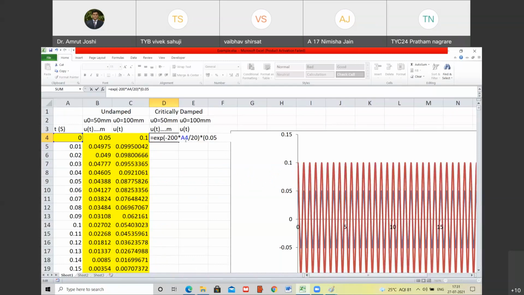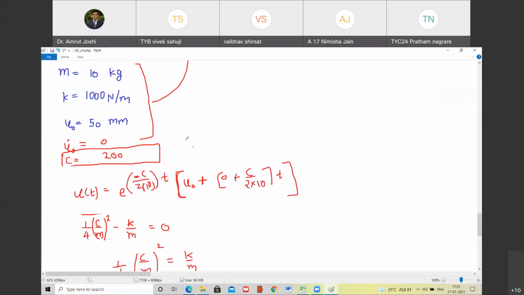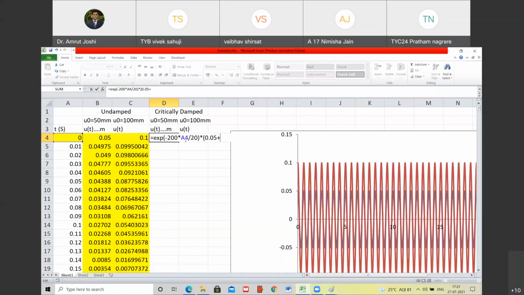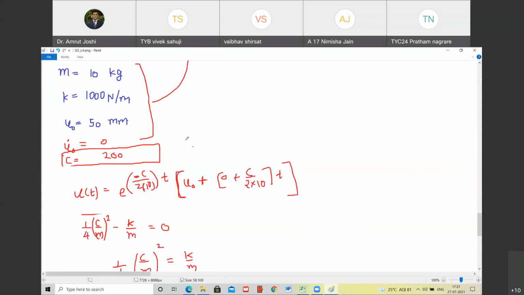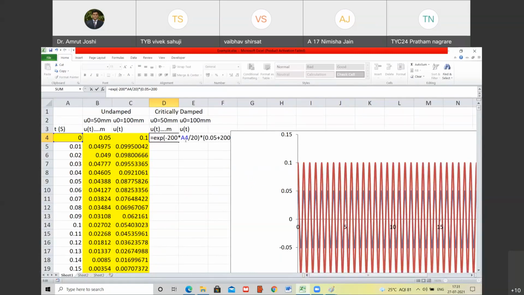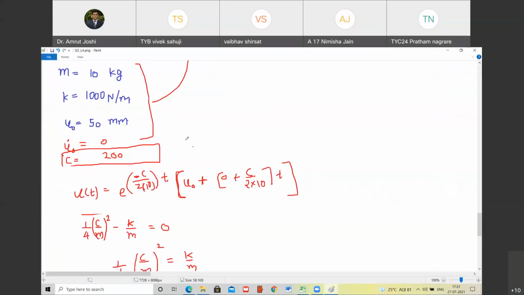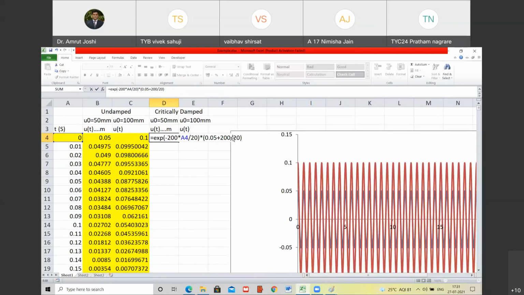50 mm is u0. Then plus, what is the value of C? 200 divided by 2 into 20, so it is going to be 200 by 20. This bracket is complete, and this 200 has to be multiplied by t. So here I am going to multiply it by t. This is how the formula looks like.